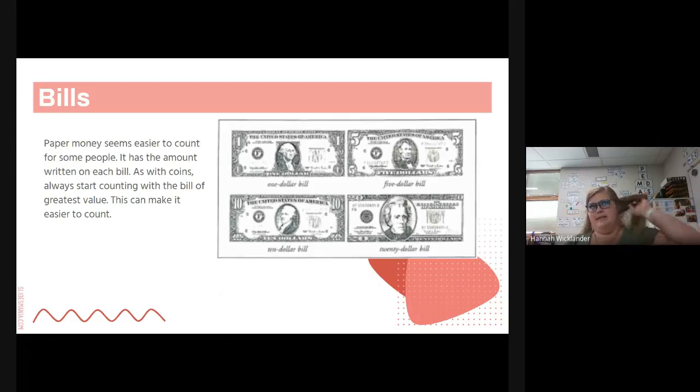Paper money is definitely easier to count for some people. It has the amount written on each bill. So same as coins, you want to start with the largest bill and then work down to your smaller one. It makes it easier to count. So we have a 20, a 10, a 5, and a 1. There's also a $50 bill and a $100 bill.